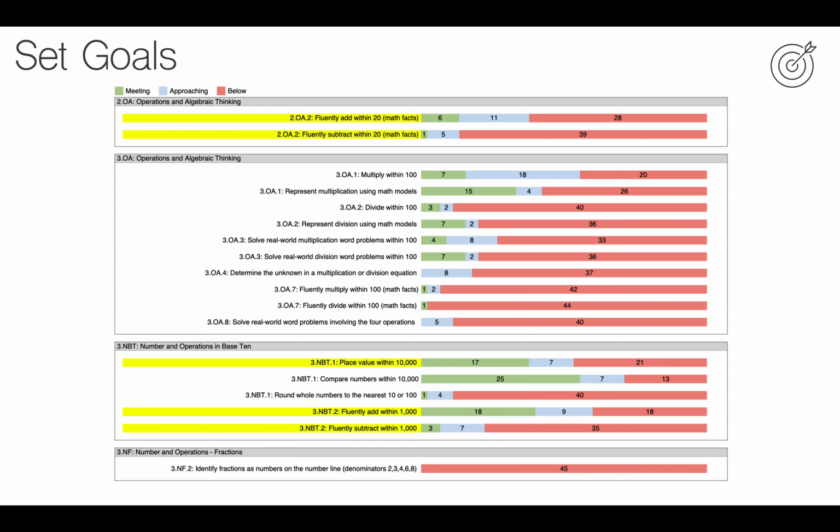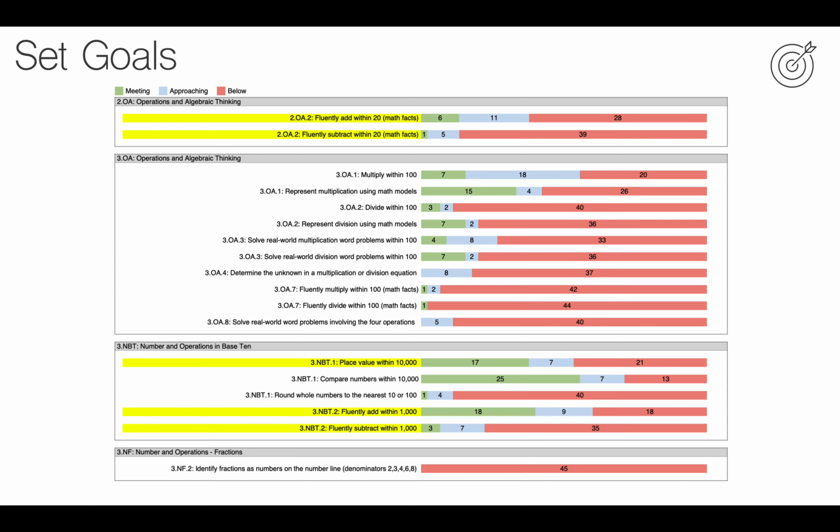And building on that theme of place value and numbers and operations, you can see a little bit below that we have quite a need for solidifying fluently adding within 1,000. So that computational, place value, operations work, beginning with addition, and then also including fluently subtracting within 1,000, where there is an even greater need.